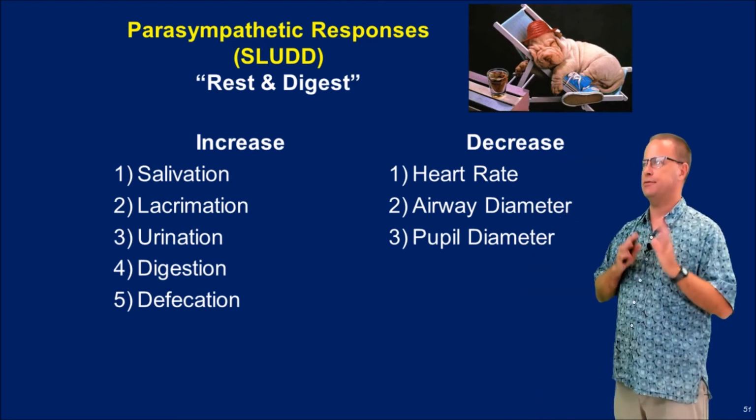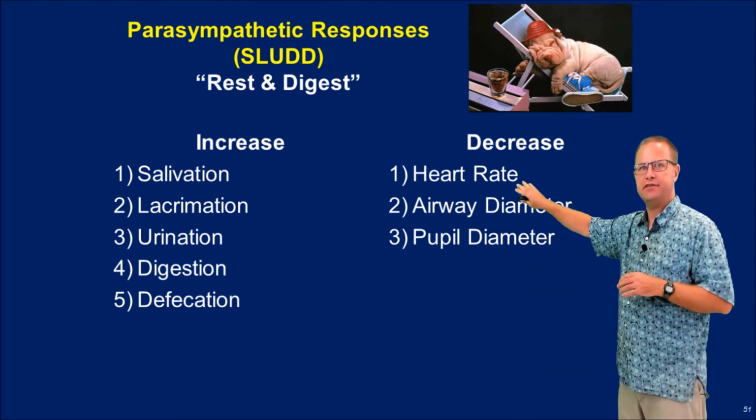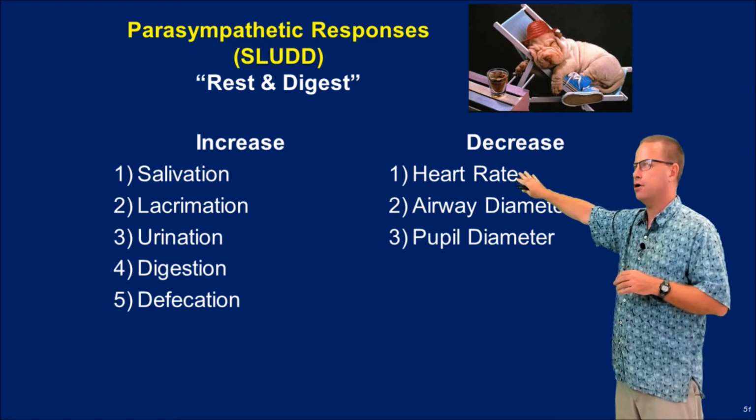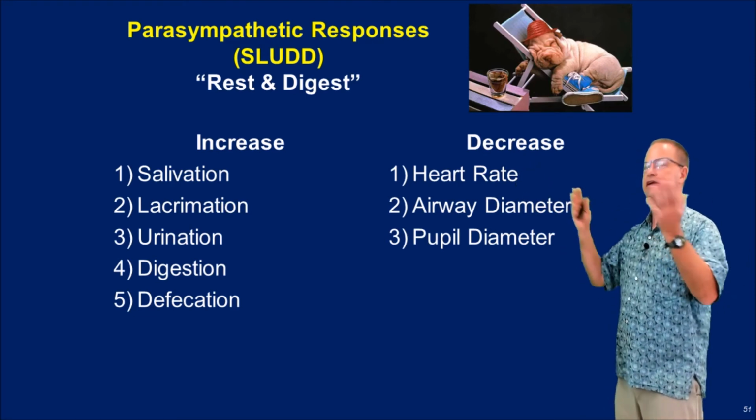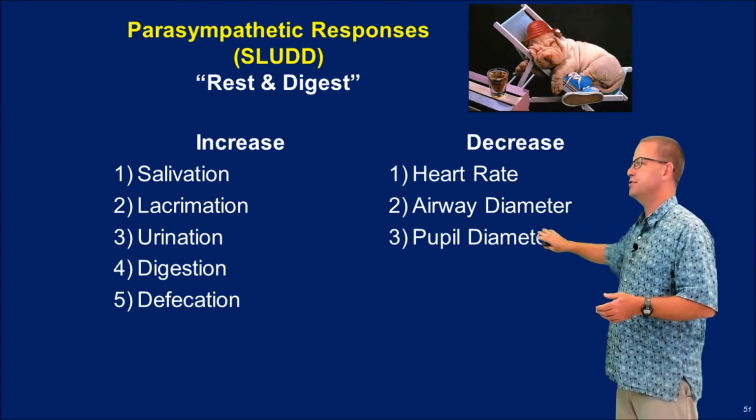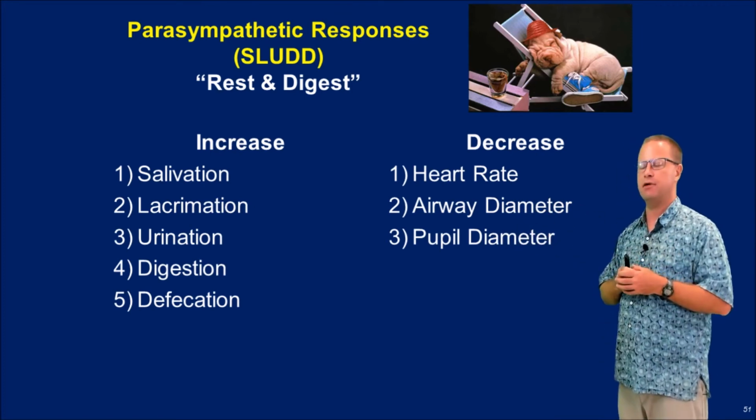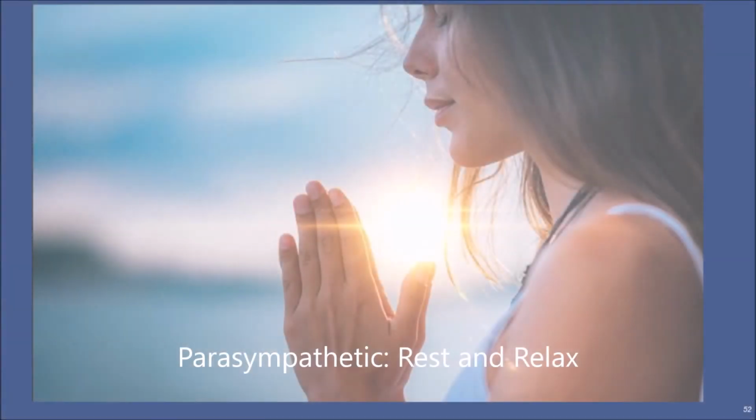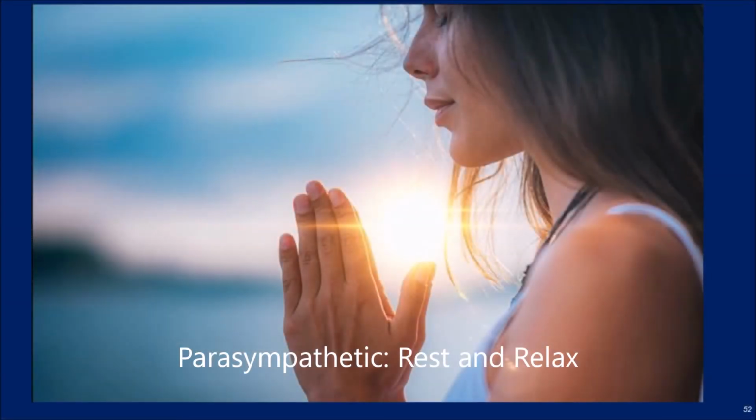On the other hand, parasympathetic nerve impulses can also decrease other things. For example, they help to decrease the heart rate. When you're nice and relaxed, your heart rate goes down. They also help to constrict airway diameter, and they also restrict pupil diameter. Your pupils become smaller.